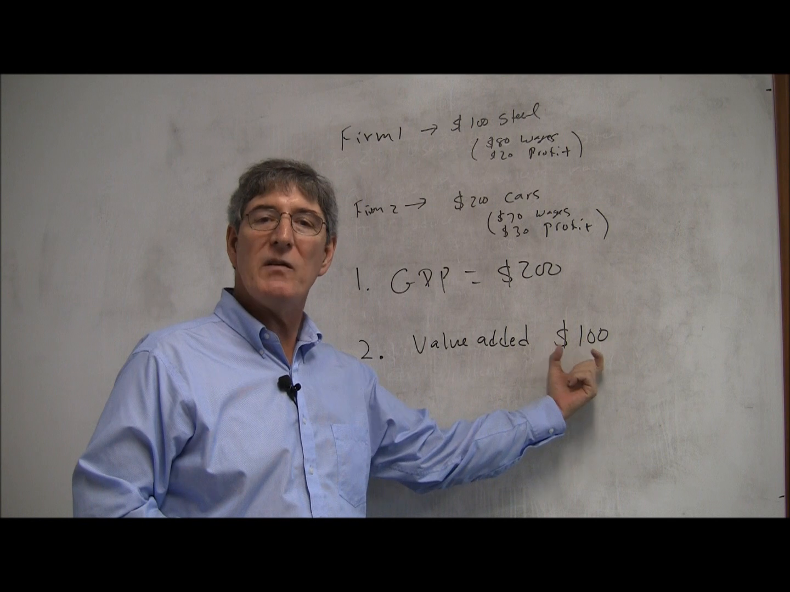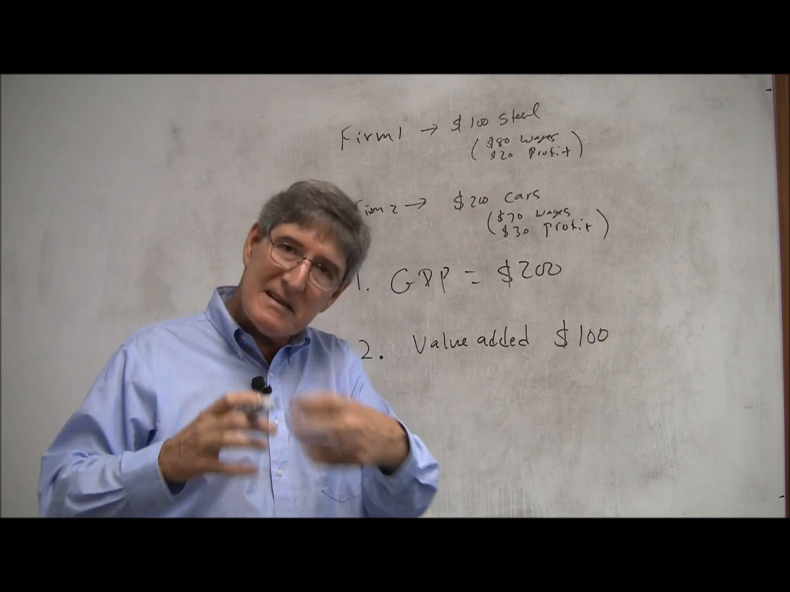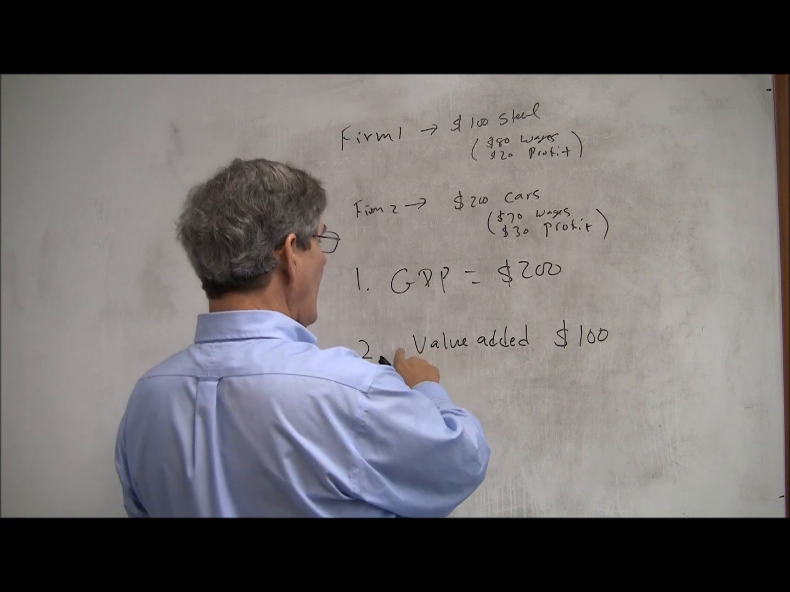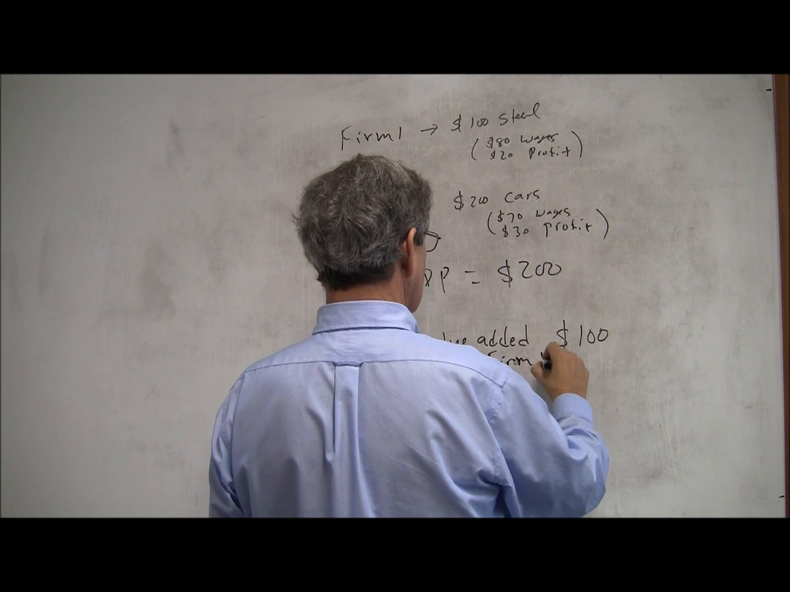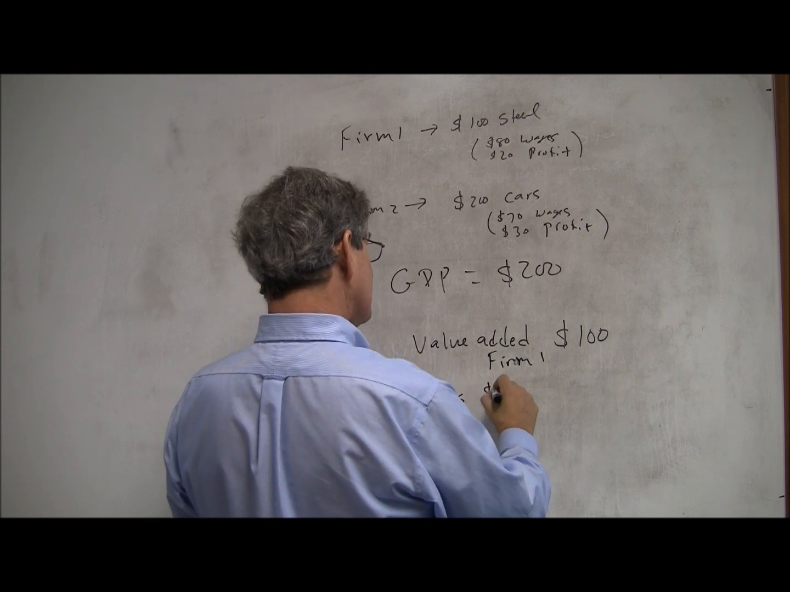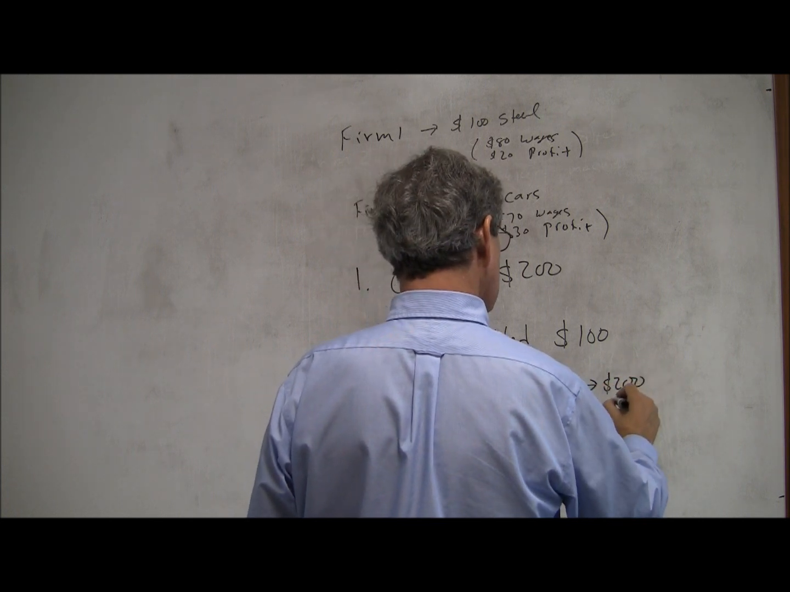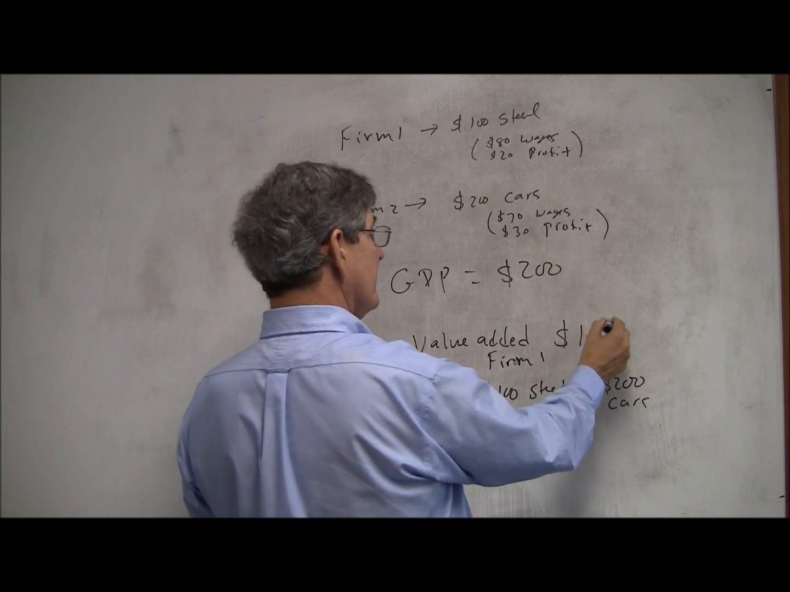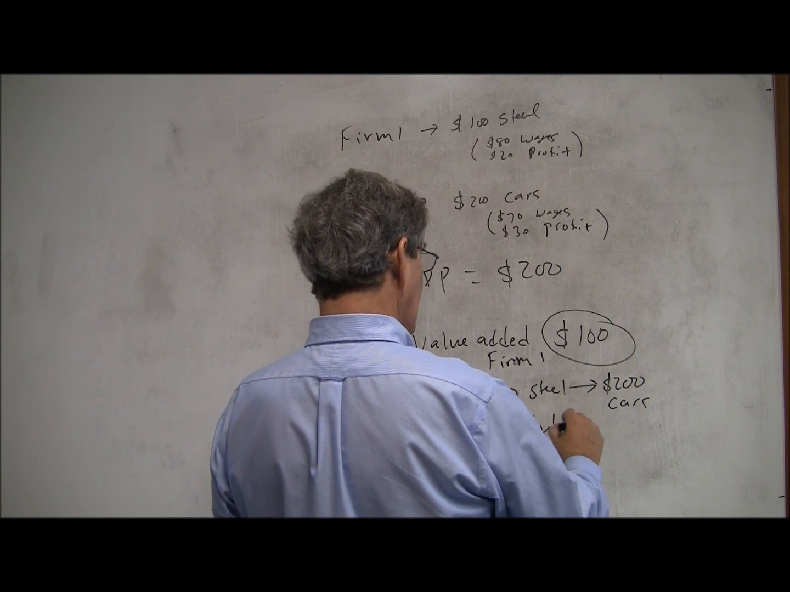Firm two takes this $100 worth of inputs, it takes this steel, and it takes its machines and its labor, and it does something internally, and turns those into $200 worth of output. So for firm two, it takes 100 in steel and turns it into 200 in cars. So it's adding $100 of value. So the first firm has a value added of 100. The second firm also has a value added of 100.